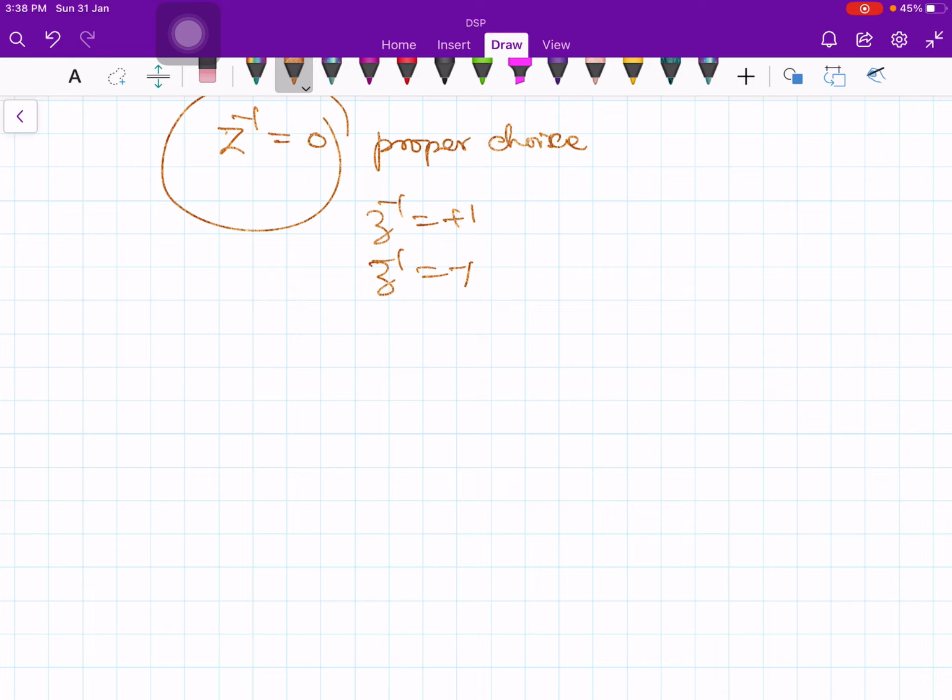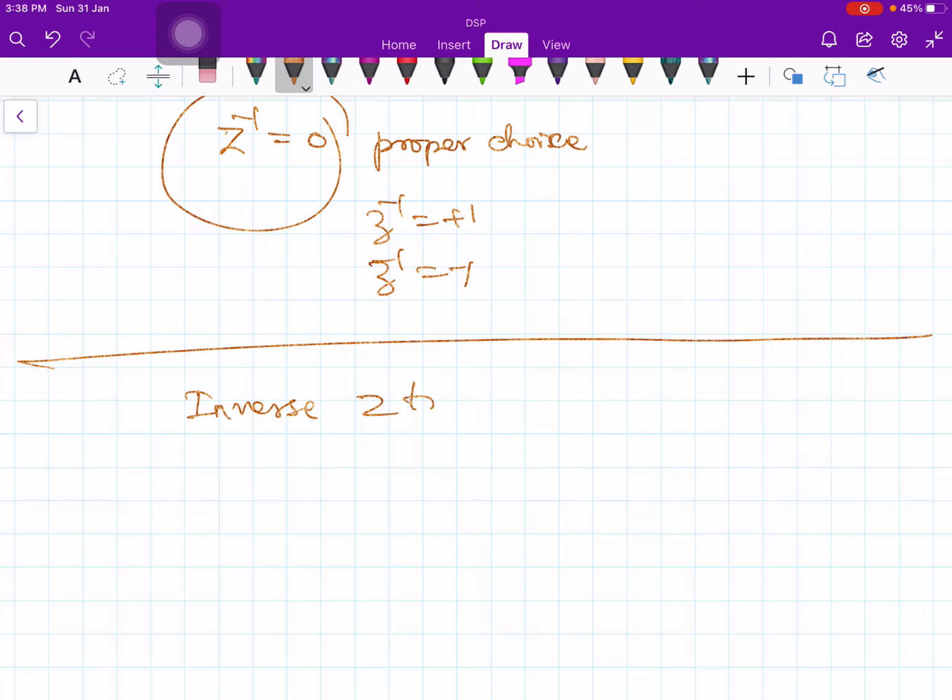Now the next method is the inverse Z transform, but now we are going to employ the long division method.